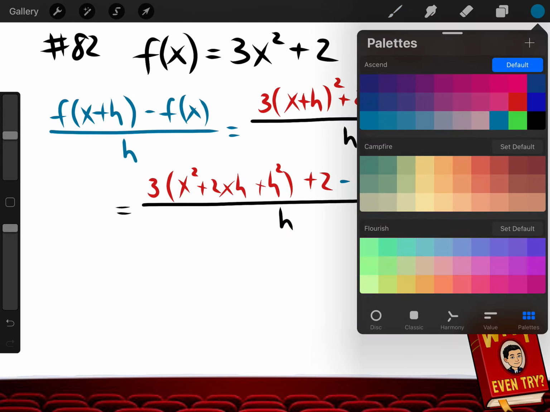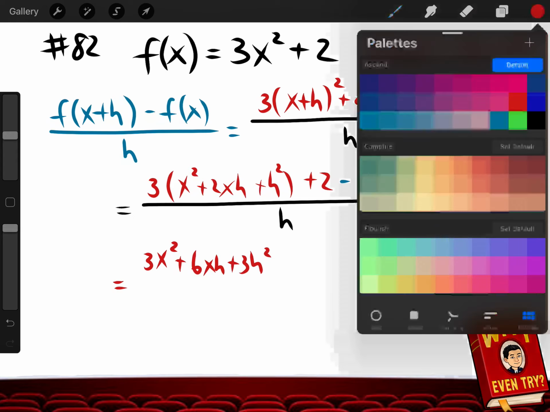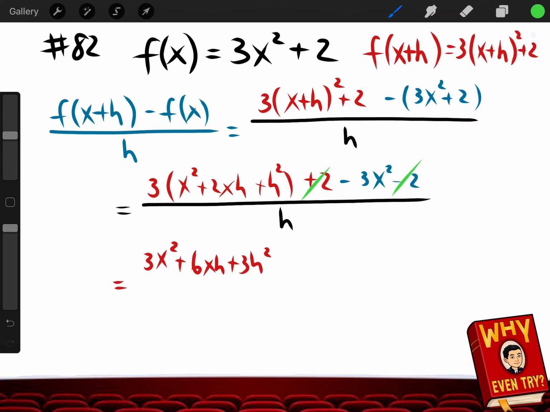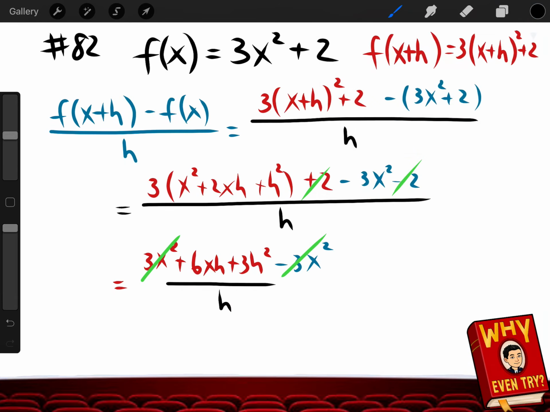All right, the next thing I want to do is distribute the 3. So it's going to be 3x squared plus 6xh plus 3h squared. I can cancel out the plus 2 and minus 2. So just write minus 3x squared. I can also cancel this out. So these are canceled. Everything divided by h.